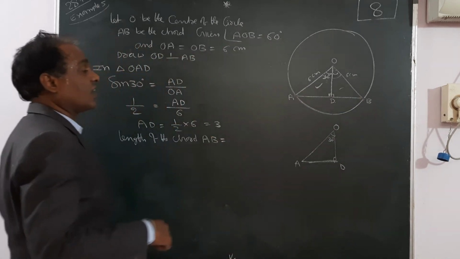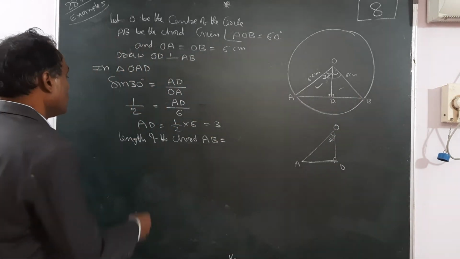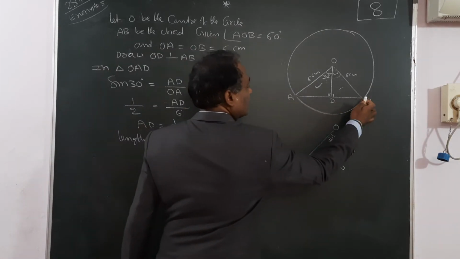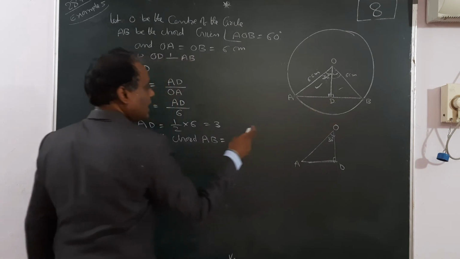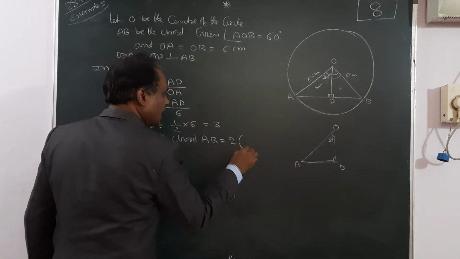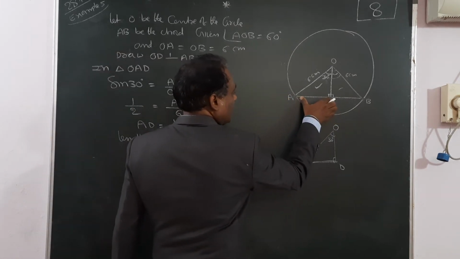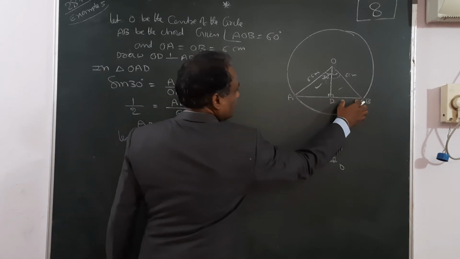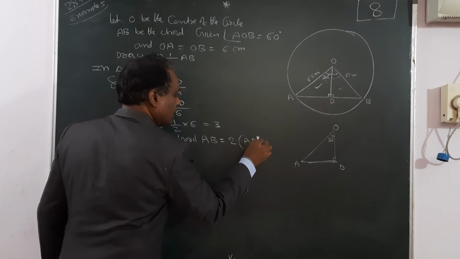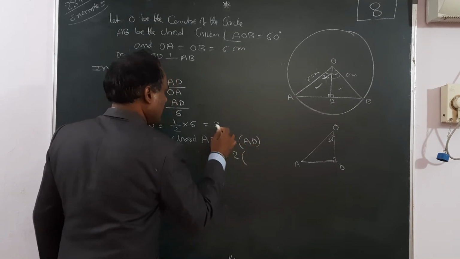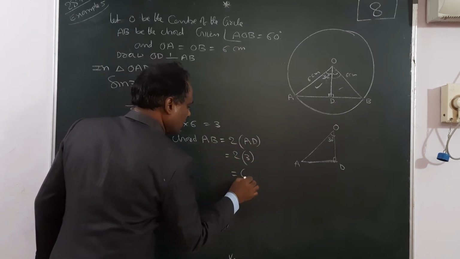You studied all these concepts in plane geometry. So the length of the chord, total length: this length AD is 3. So the total length AB is 2 times, because if this is 3, this will also be 3. That means AB is twice of this AD, 2 times of 3, total 6 centimeters.